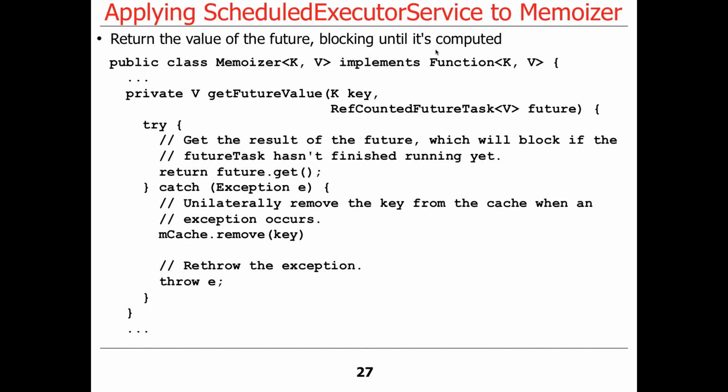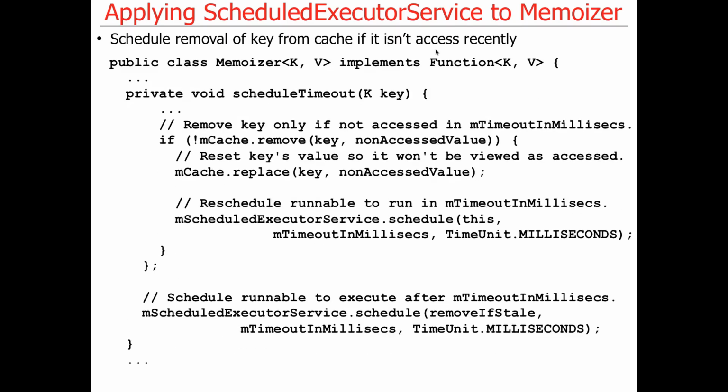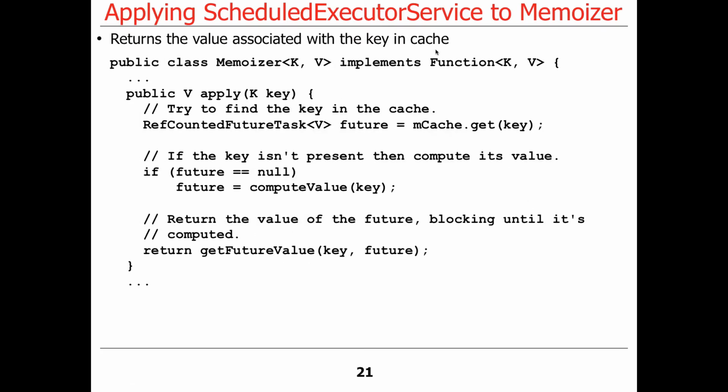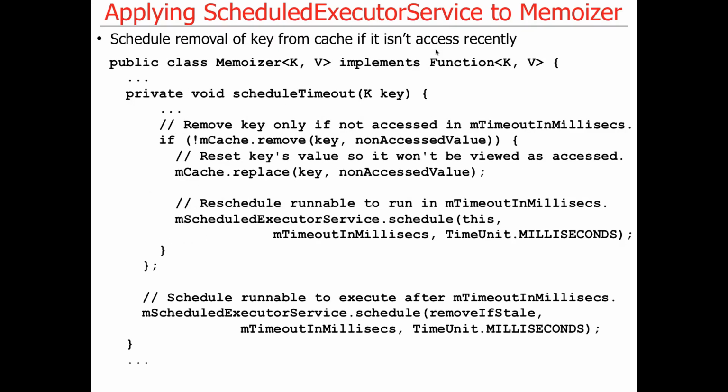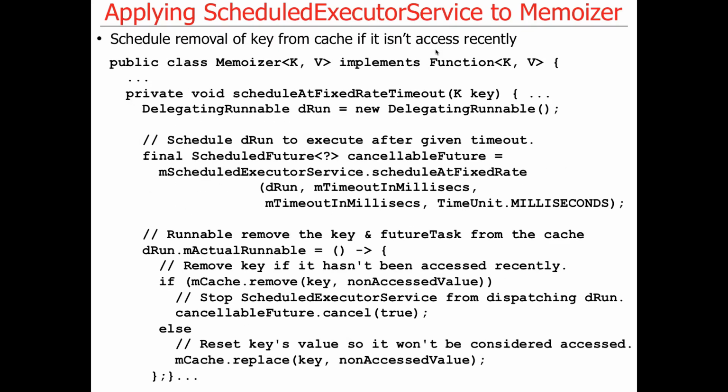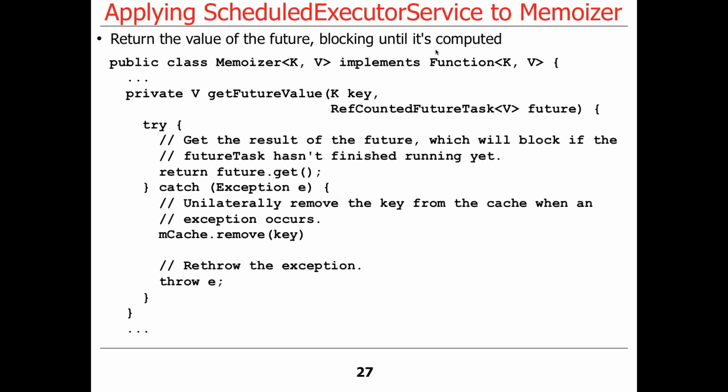All right, here is the final piece of the puzzle. This is the getFutureValue function. This goes ahead and calls future.get. And if you recall, future.get would block until the value is computed, just like a regular call on a future, and then it increments the reference count by 1. And so that's how we can tell whether or not something's changed since the last time the timeout check was done. So this call here will block, and then it'll increment the ref count by 1. So every time this gets called, it'll get incremented by 1.